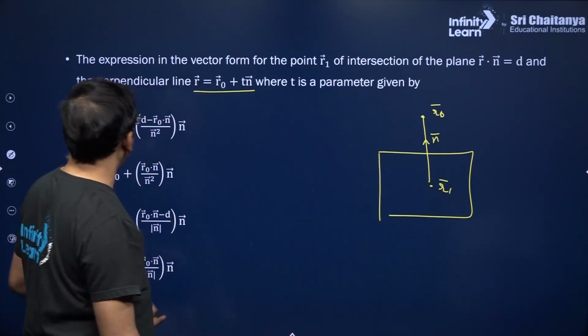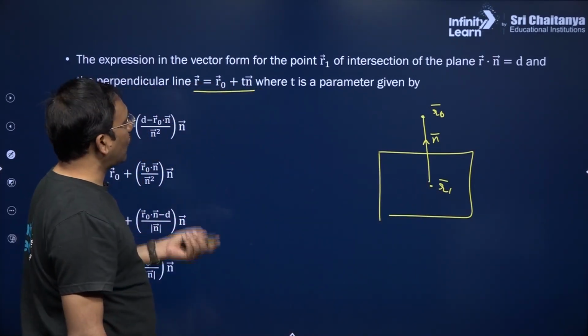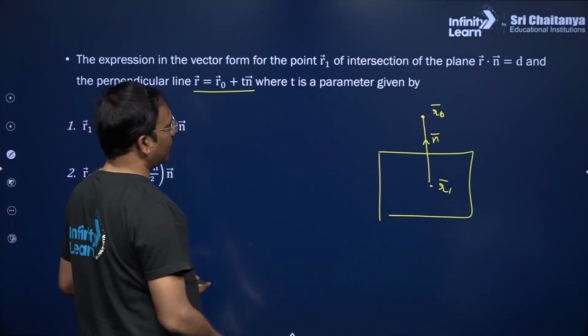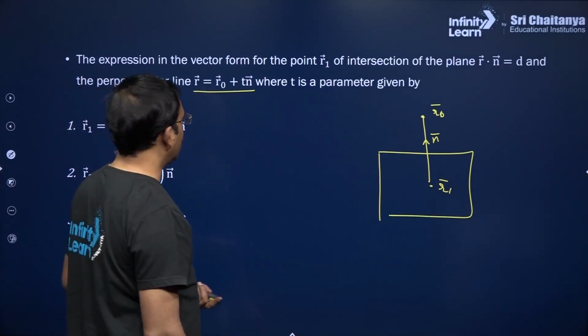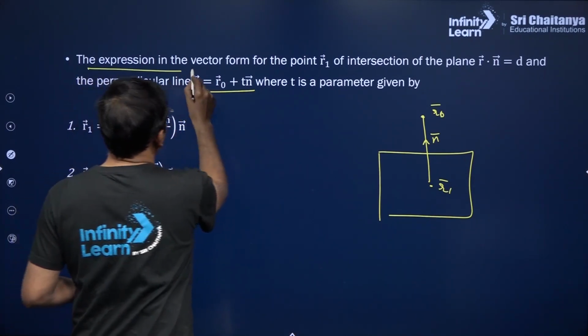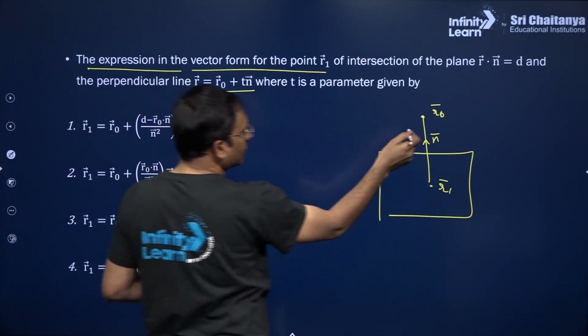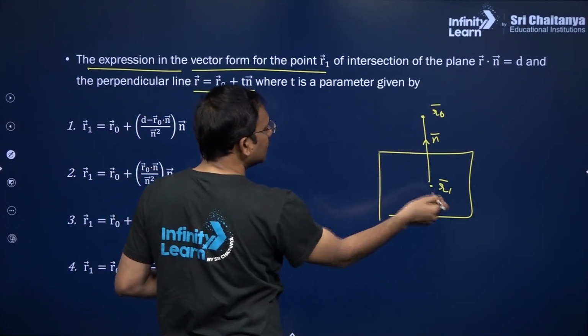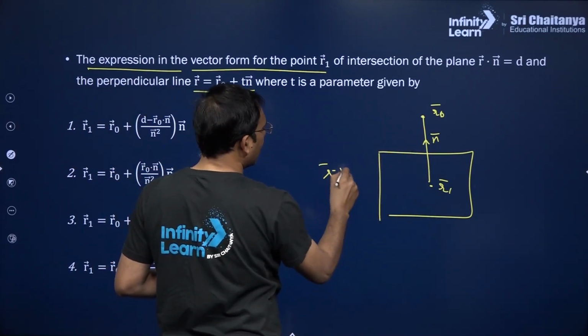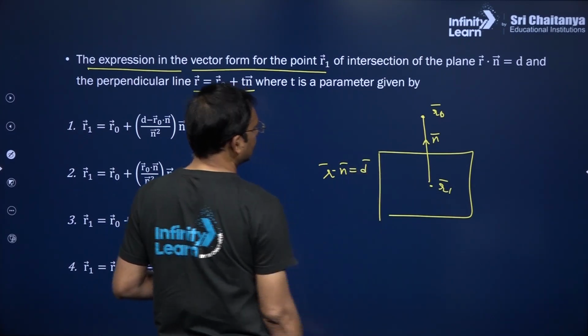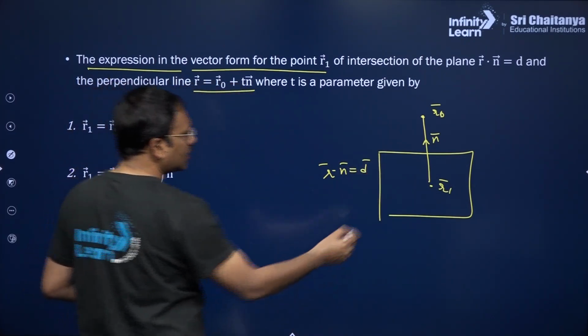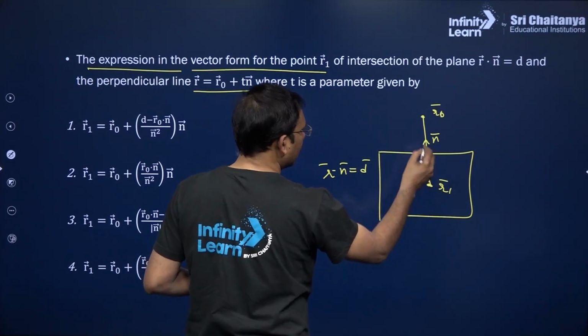Now, he is asking the expression in the vector form for the point r1, my dear friends. Once again, let me tell you, the expression in the vector form of the point r1 of intersection of this line and this plane. What is this plane? R bar dot n bar is equal to d. Okay. So, this point of intersection is r1 bar, my dear friends.